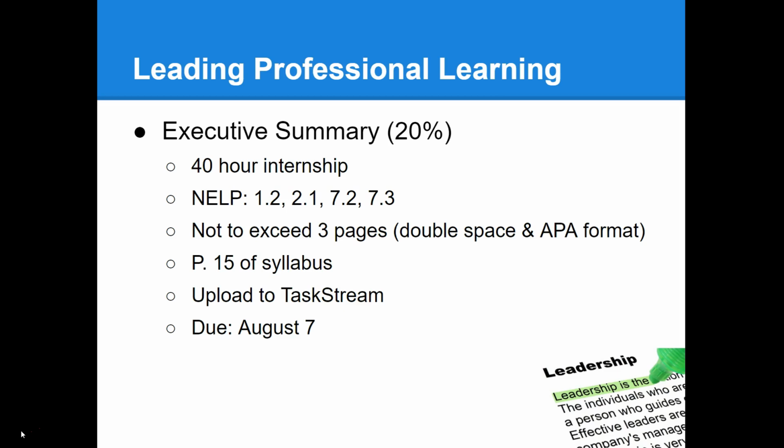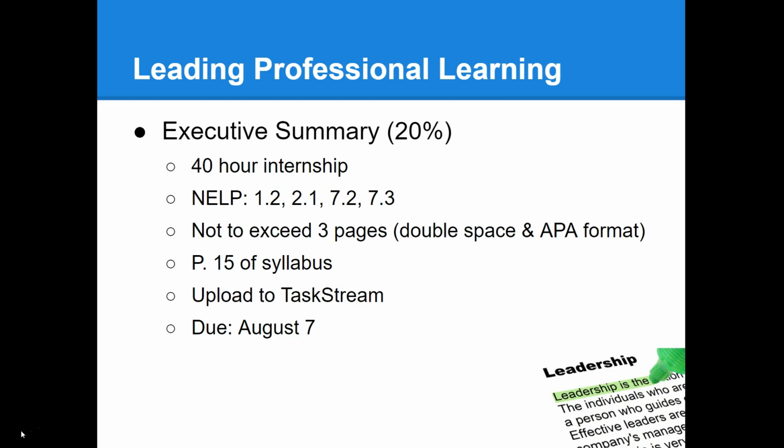Again, this is your 40-hour internship. Your executive summary is not to exceed 3 pages, and that's double-spaced in APA format. That doesn't include the title page or appendices. For more information, you can find that on page 15 of your syllabus. This will be uploaded to TaskStream and not Blackboard. Again, we're going to upload this to TaskStream, and this is due August 7th. Any questions, please email me and we can find a time to talk.